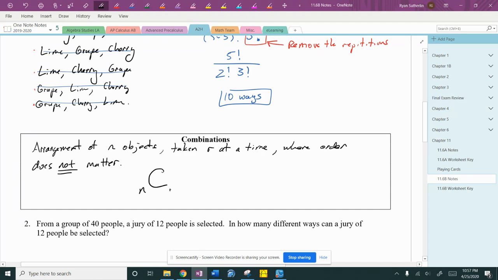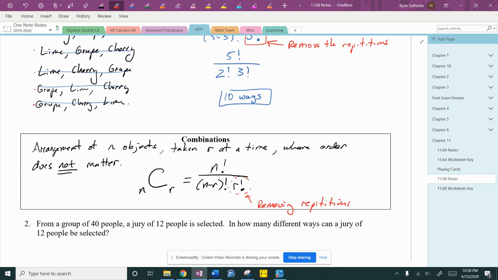So it's n choose r. We have n factorial over n minus r factorial. That should look familiar. That's our permutation formula. And then we have divided by r factorial. And again, really what this is doing is removing the repetitions, because they're listed multiple times, but since the order doesn't matter, we get rid of those groups that are the same. So you're going to use a combination if there's no position or no order given.